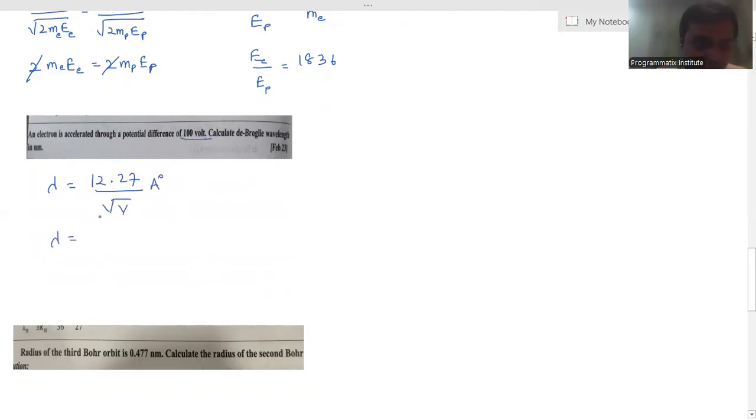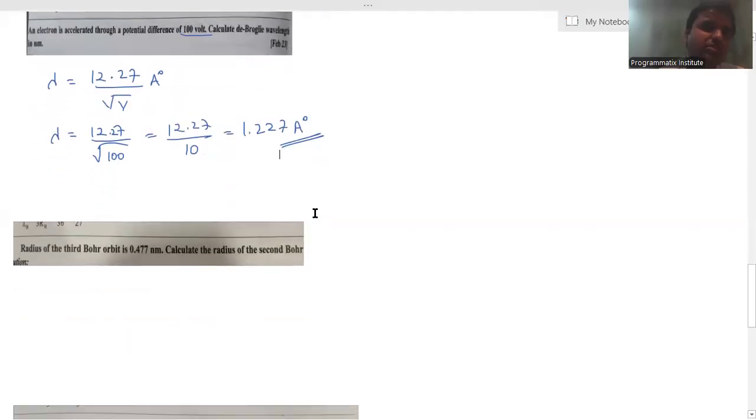You have the potential difference, right? So all you have to do is 12.27 upon root of 100, which is nothing but 12.27 upon 10, which is 1.227 angstrom or 0.1227 nanometer. So this is the way you can solve many things like this. All you have to do is make sure that you are in your proper senses and proper consciousness, because such easy questions you can definitely fill your pockets with good scores, right?